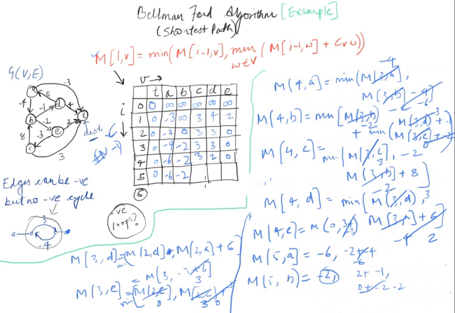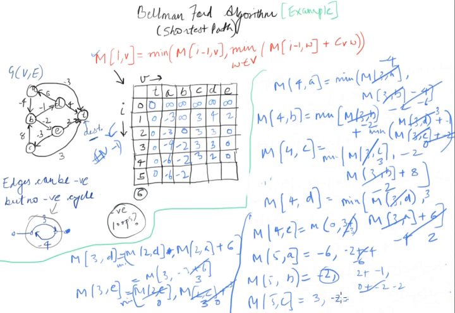Okay, continuing. M5 comma C is equal to M4 comma C, which is 3, or C is connected to B. So M4B is minus 2 plus the cost BC. The cost BC is 8. So the minimum is 3. I'll write 3 here.